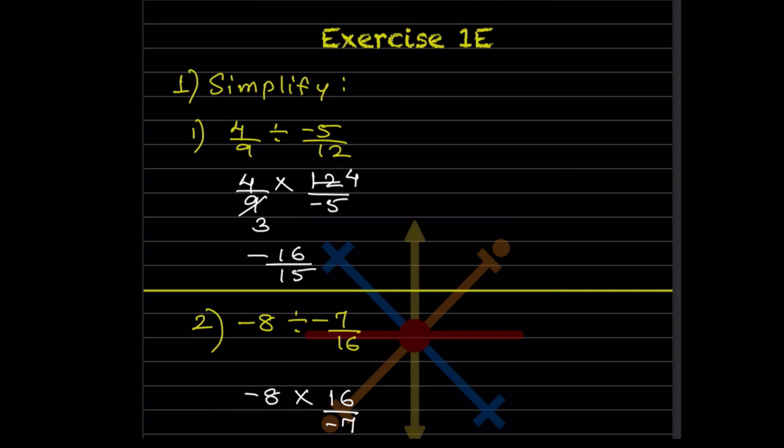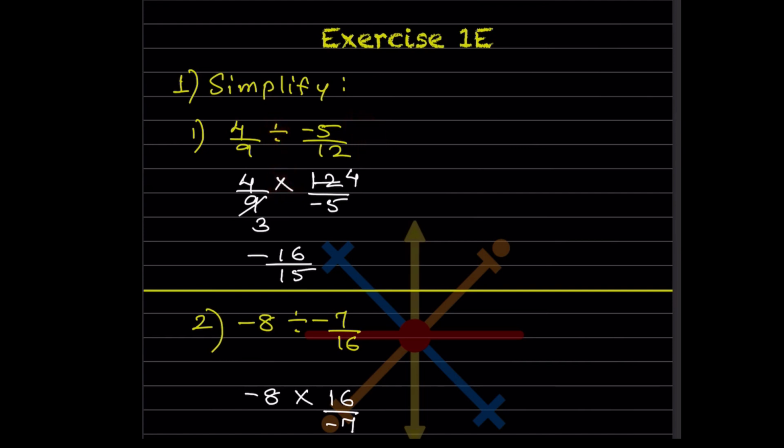Now let us see the next exercise, that is 1E. So here it says simplify. So this is actually division. In the previous one we have seen the multiplication. Whenever there is a division, the left hand side should be the same, and on the right hand side the division will become multiplication. Since this is multiplication, this is going to get flipped over.